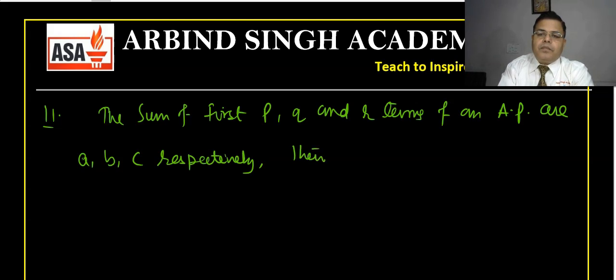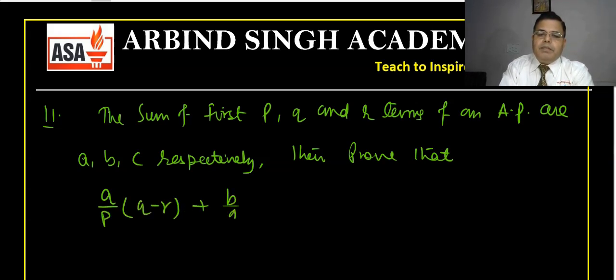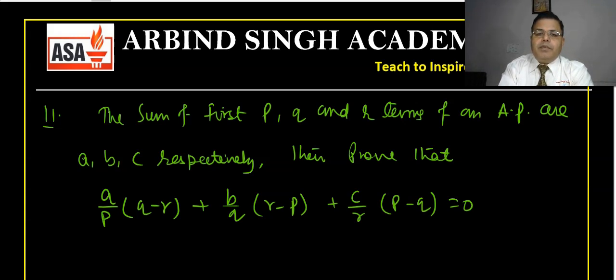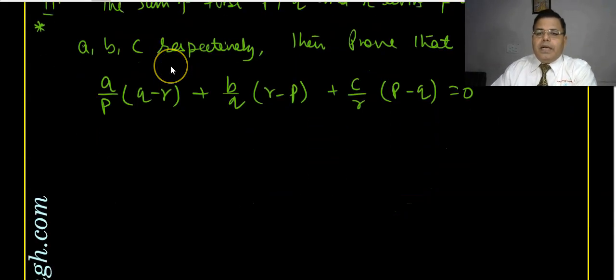Then prove that a by p into (q minus r) plus b by q into (r minus p) plus c by r into (p minus q) is equal to 0. This is a very popular question, right? So you can use it as an important one, and that will be very important for a school exam.